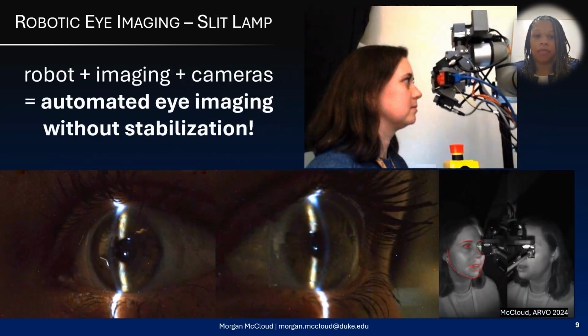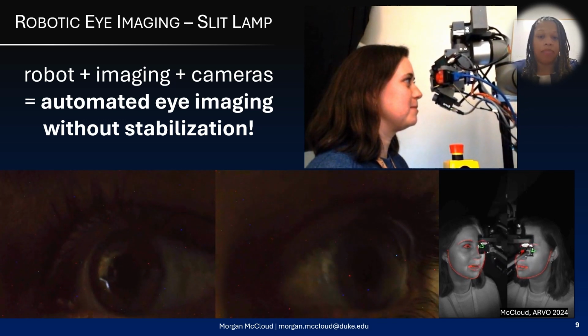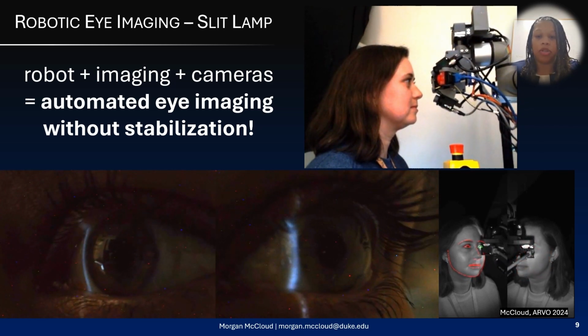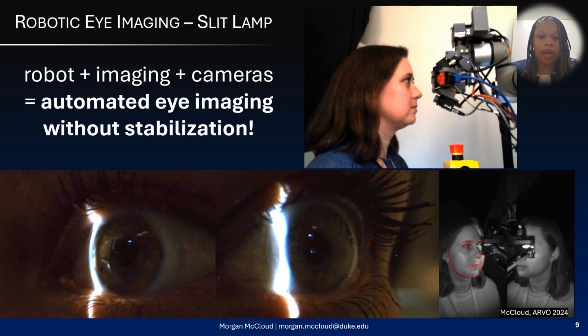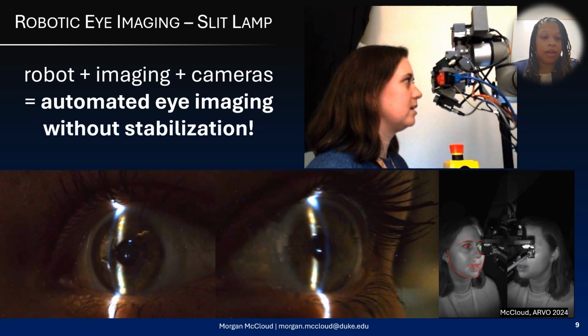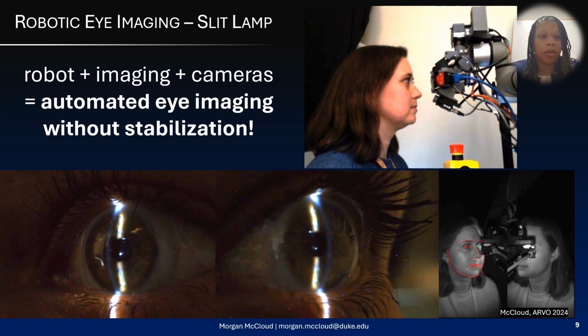Here we actually attached a slit lamp to the end of the robot. And similarly, the robot will approach the person and then lock onto the eye, and a slit of light is shown onto the front of the cornea and imaged with some color cameras.